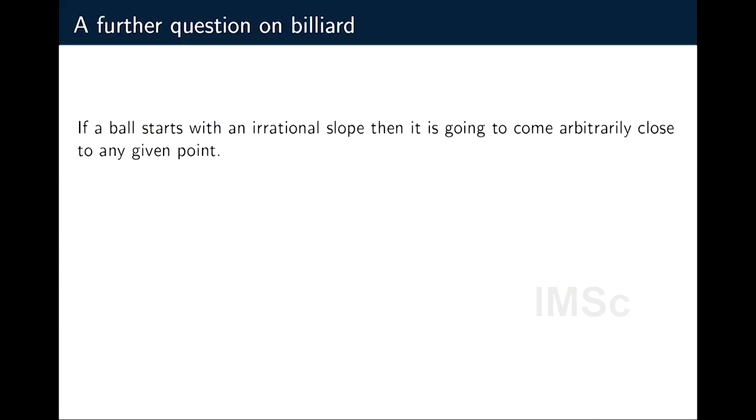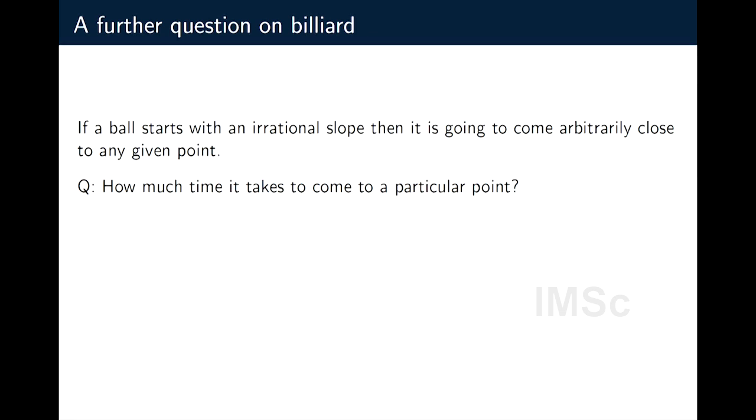So let's come back to the billiard and ask a further question. Now we know that if a ball starts from a point with an irrational slope, after some time it is going to hit a ball wherever it is placed. So it comes close to any point on the table. Now the point is how much time it is going to take. Will it come to a particular point very quickly, or is it going to take a lot of time? That's the question: how much time it takes to come to a particular point.